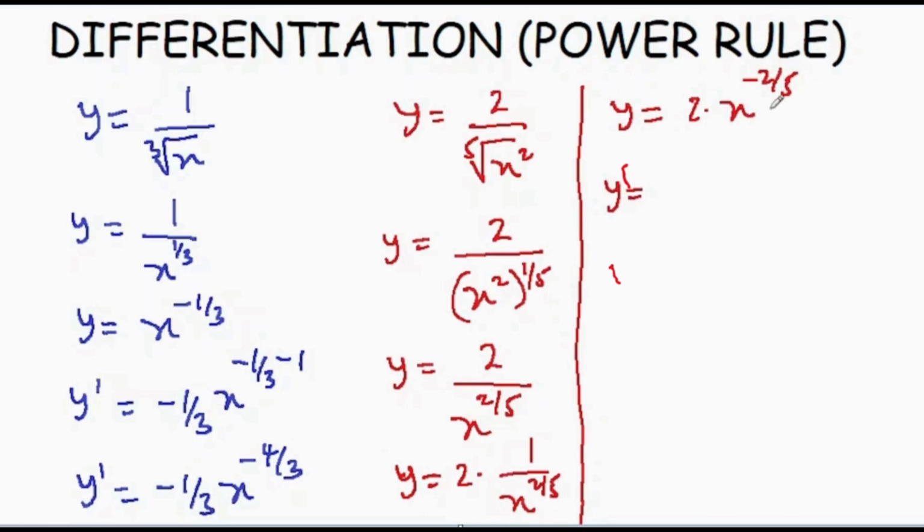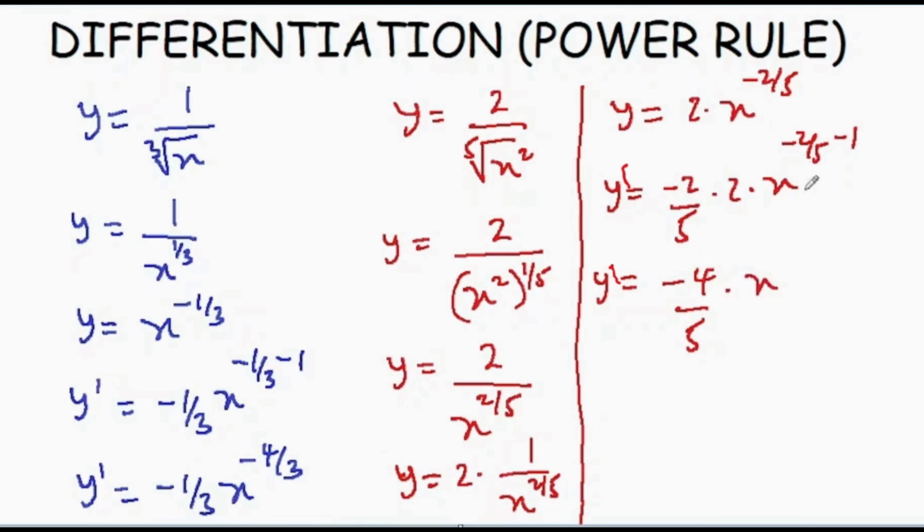Okay, so we bring down the power, that's negative 2 over 5 multiplied by 2 multiplied by x, then we subtract 1 from the power. So at the end of the day, we have negative 2 times 2, that's negative 4 over 5, x raised to power negative 2 over 5 negative 1, that is going to give us negative 7 all over 5. And that's our final answer.